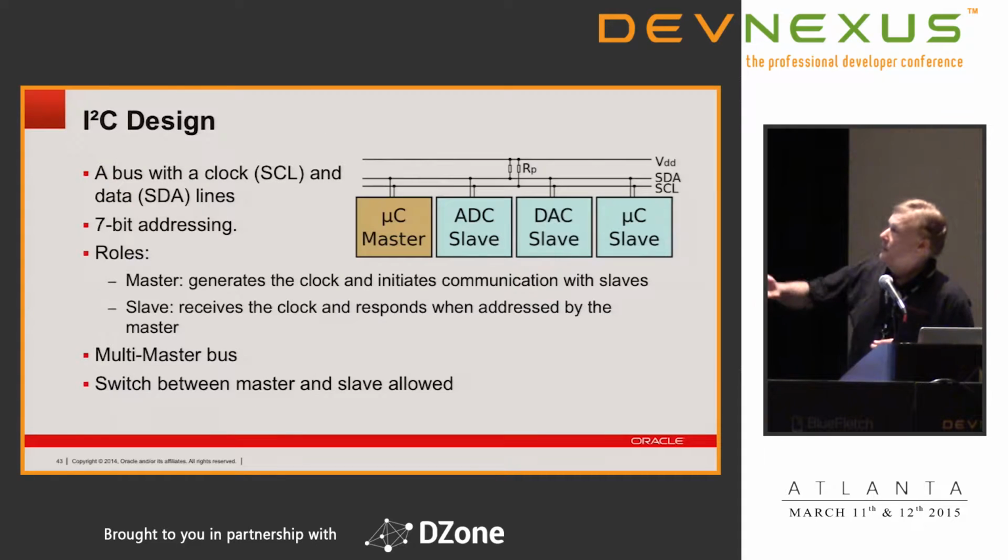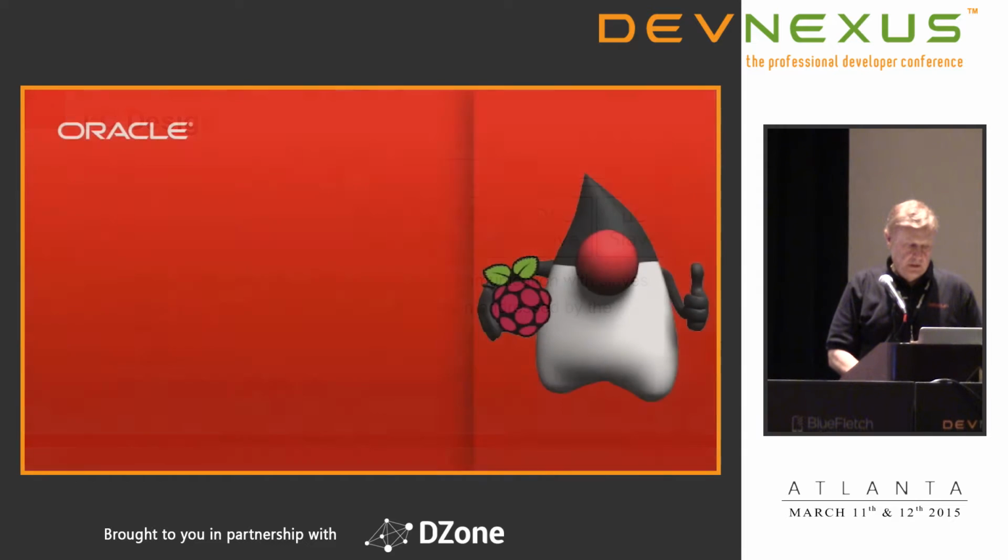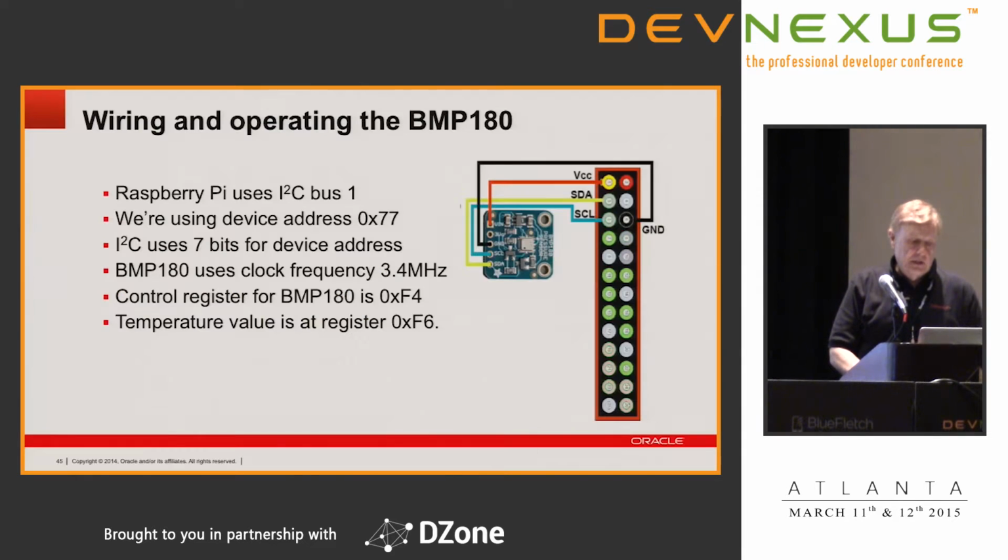So here's a kind of pictorial view of it. Any one of these can be the master, and then you have clock signals, and then you're communicating data between any 2 of them, or putting it on the bus. And this is how we wire it up.